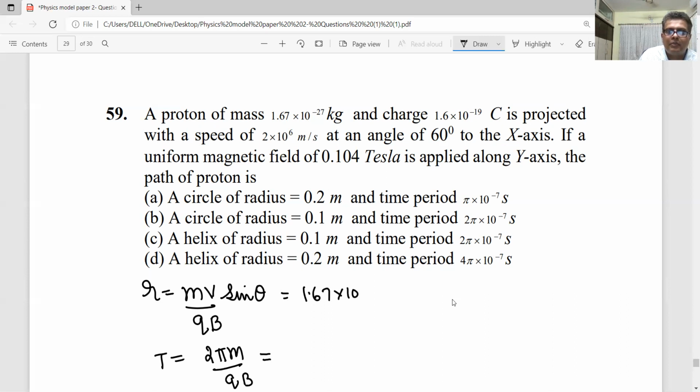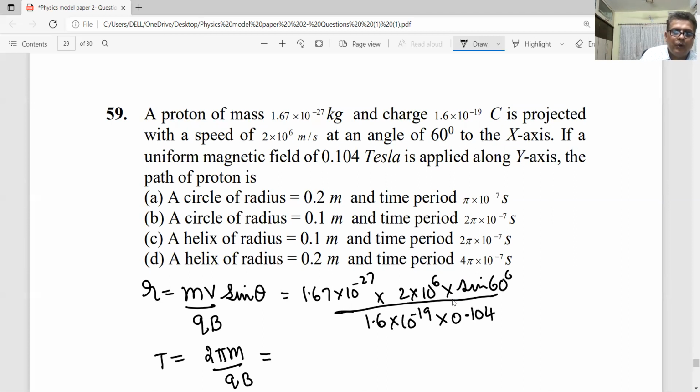1.67 is the mass into 10 power minus 27. Velocity is 2 into 10 power 6 sine 60 degree divided by q. The charge of the proton is 1.6 into 10 power minus 19. Magnetic field is given to you, that is 0.104. I hope you will be able to manage the calculation. You can just cancel 1.6 and 1.6 down here. Get the answer roughly, which is 0.1 meter.